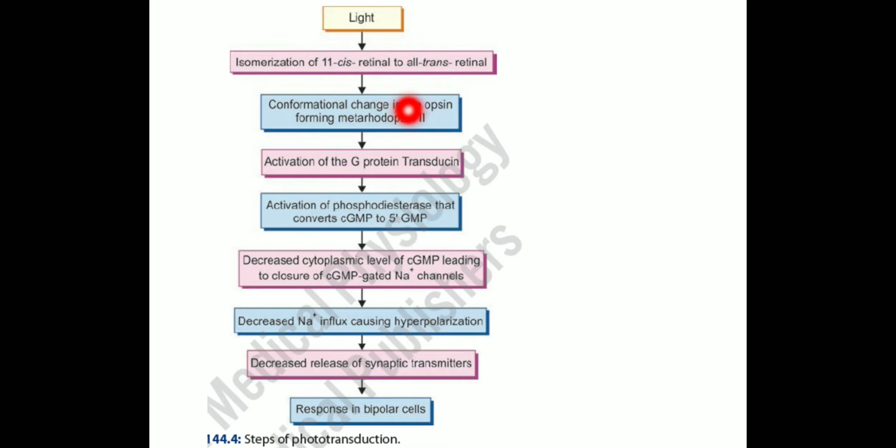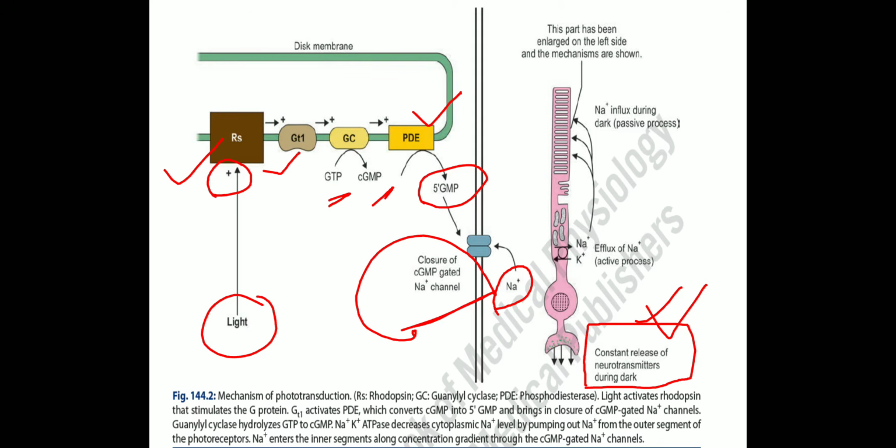This leads to conformational change in the opsin, forming meta-rhodopsin 2. Then there is activation of the G protein transducin. Here we have discussed this. This was your G protein transducin. Here there is an activation of G protein transducin.